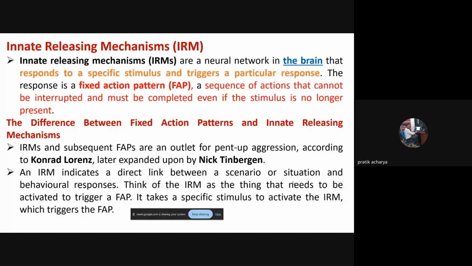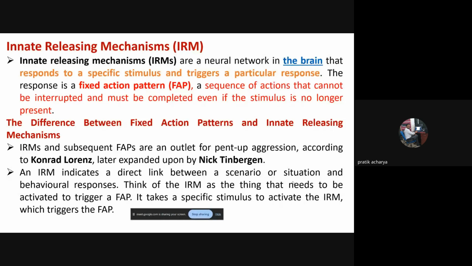Another important factor is innate releasing mechanism. IRM is the abbreviated form. So what is that innate releasing mechanism? It is a neural network in the brain that responds to a specific stimulus and triggers a particular response. So it is very essential. Innate releasing mechanism is the neural network in the brain that responds.